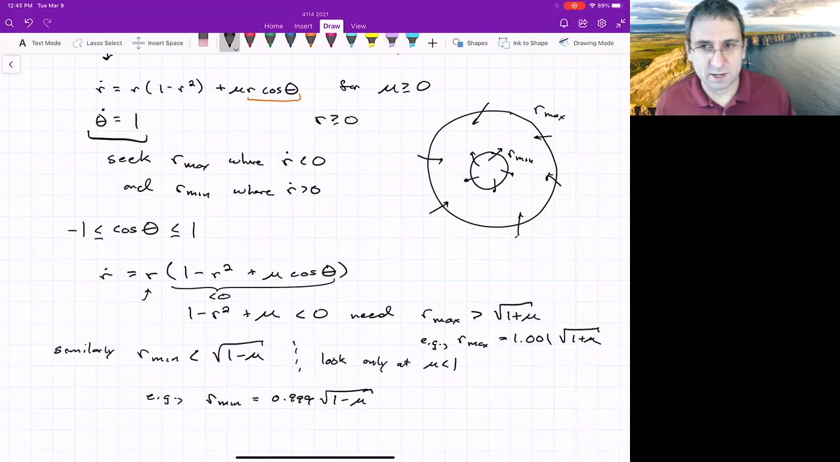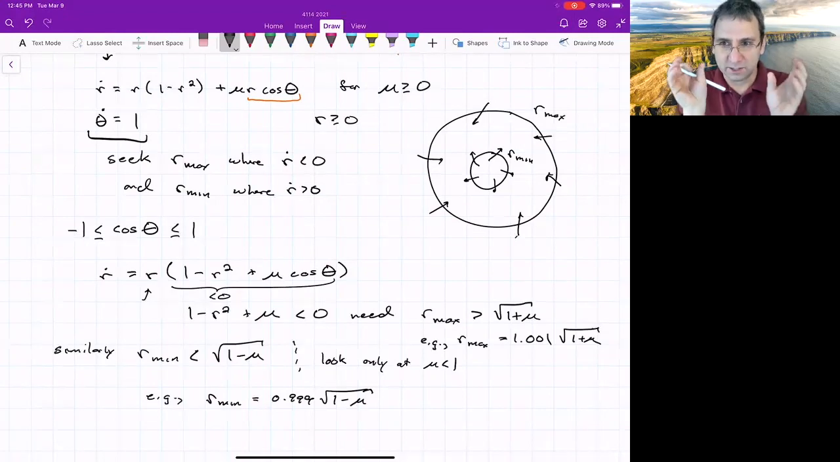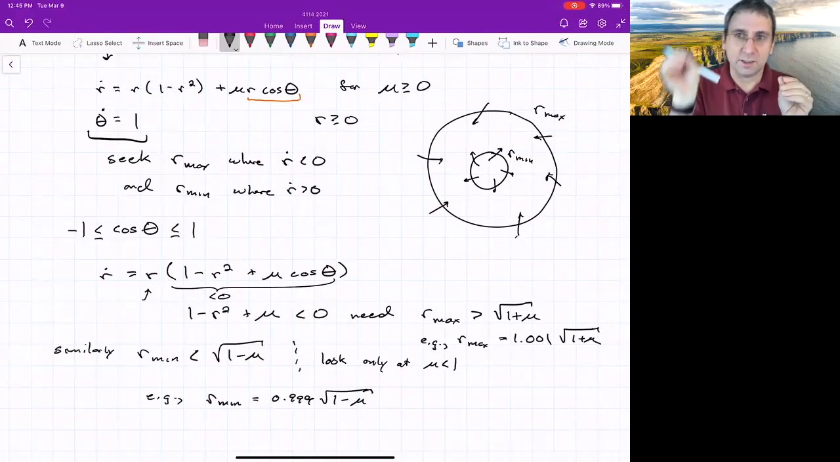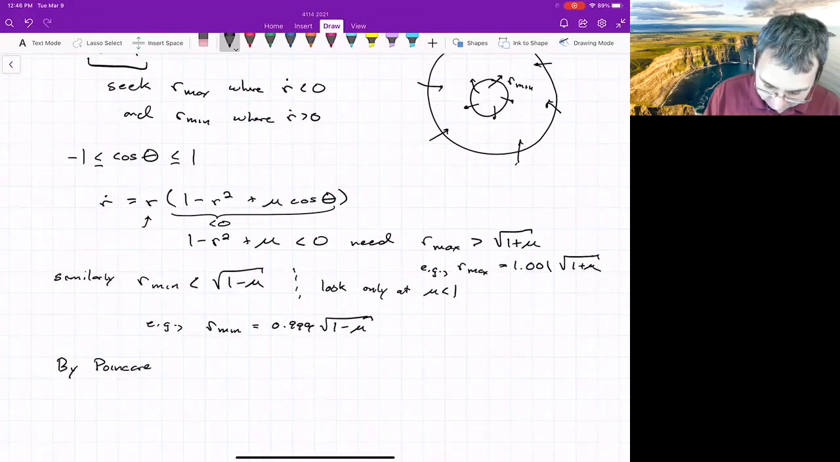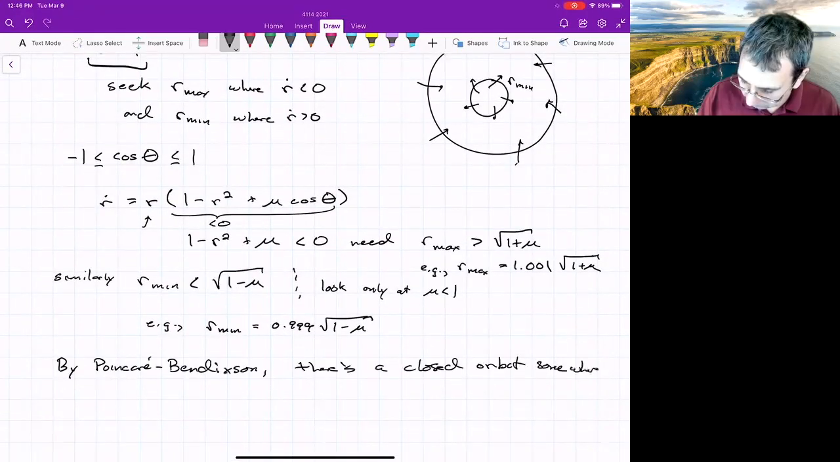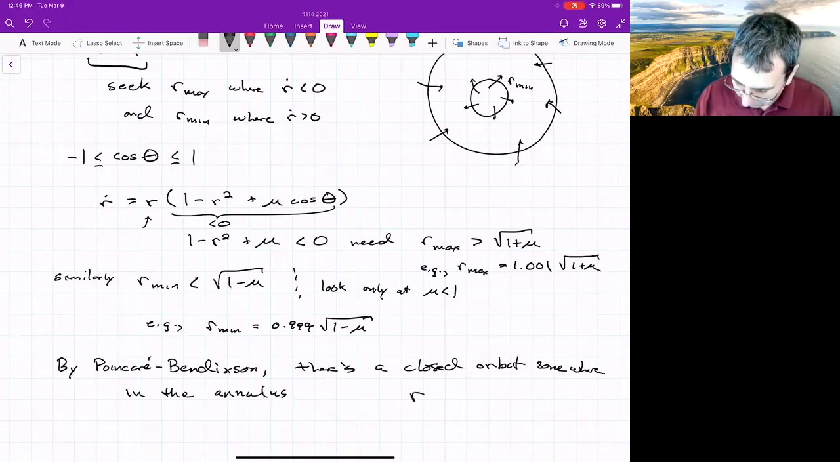For the Poincaré-Bendixson theorem to be the most helpful, we want the size of this annulus to be as small as possible, because that tells us, all right, definitely inside here there's going to be some closed orbit. So that's sort of what I'm going for here. That's it. So by the Poincaré-Bendixson theorem, we've got a closed orbit. There's a closed orbit somewhere in the annulus given by r min less than r less than r max.